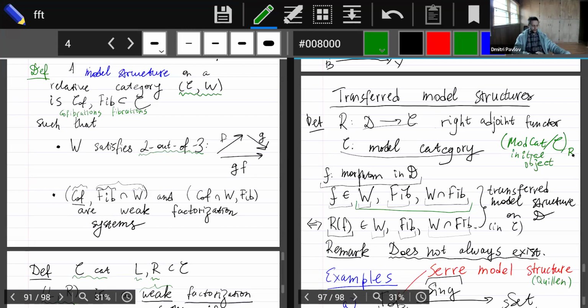And next time we are going to look at how to apply this knowledge to construct model structures on various categorical entities we will need, like gamma spaces and Segal categories and so on. So next time we'll put all of this into practice.